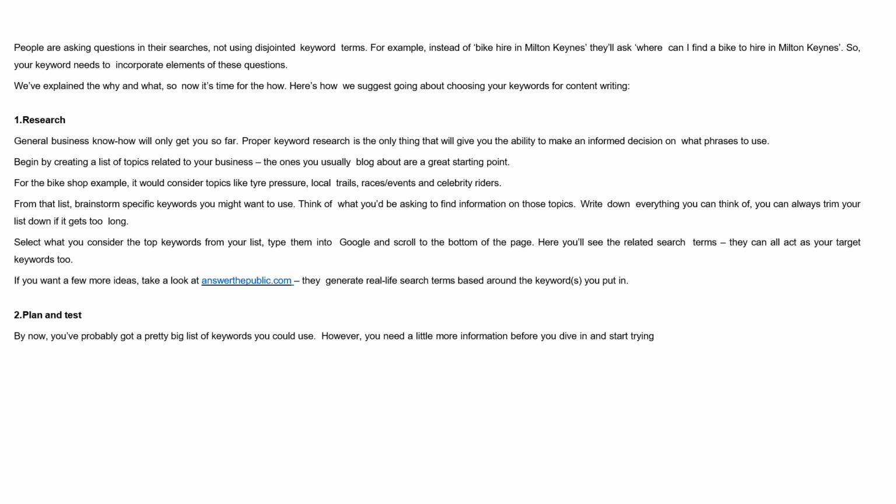We have explained the why and what, so now it's time for how. Here is what we suggest on how to choose keywords for your content writing. Research. General business know-how will only get you so far. Proper keyword research is the one thing that will give you the ability to make an informed decision on what phrases to use. Begin by creating a list of topics related to your business. The ones you usually blog about are a great starting point.